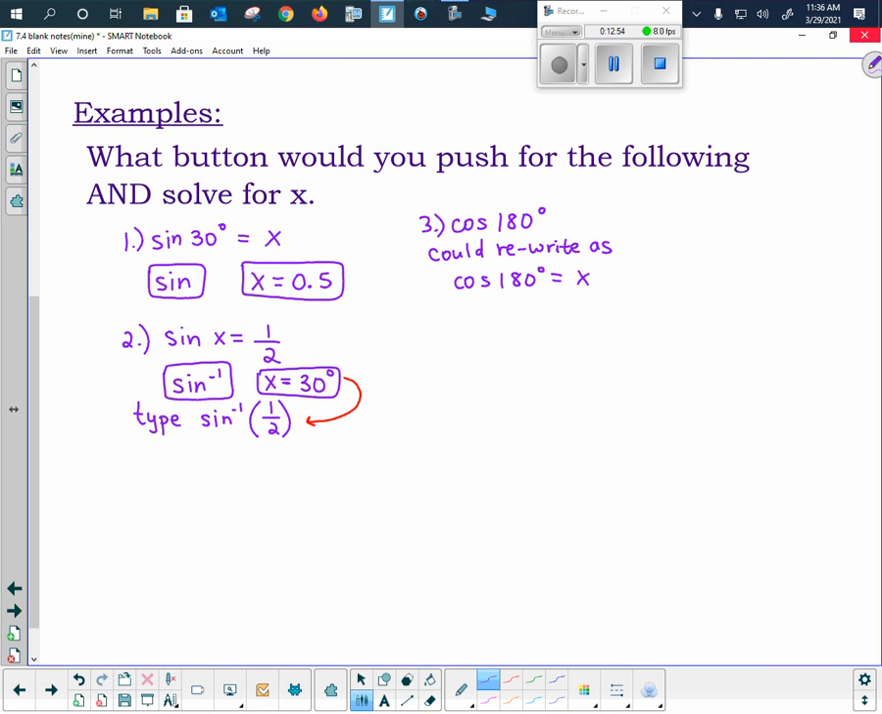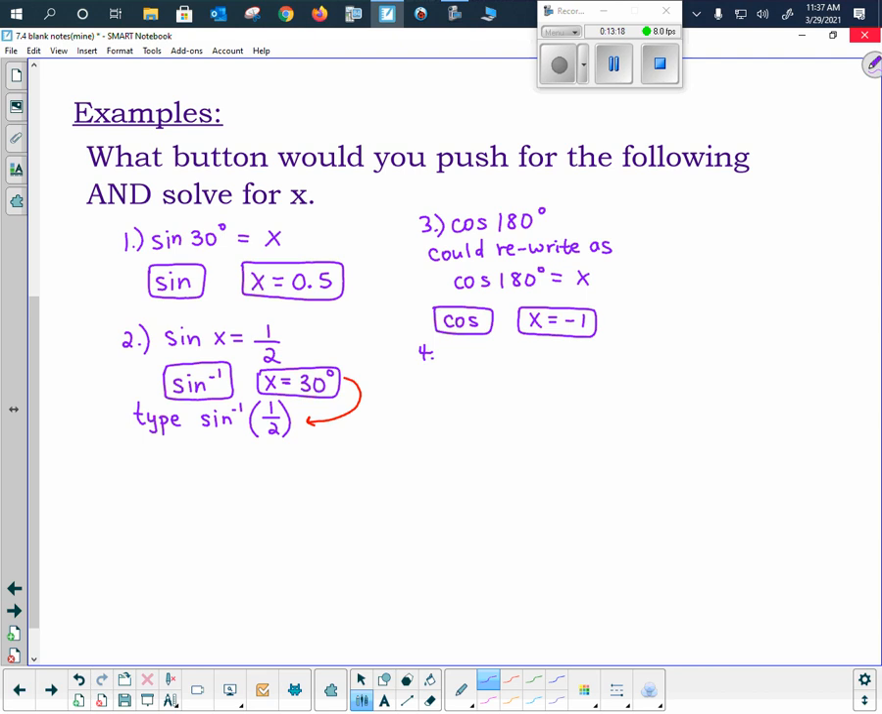And then I know that's cosine of an angle equals side over side. And therefore, I'm going to be using the cosine key since I'm finding a side. Go ahead and type the cosine of 180 degrees in your calculator, and you will get x equals -1.